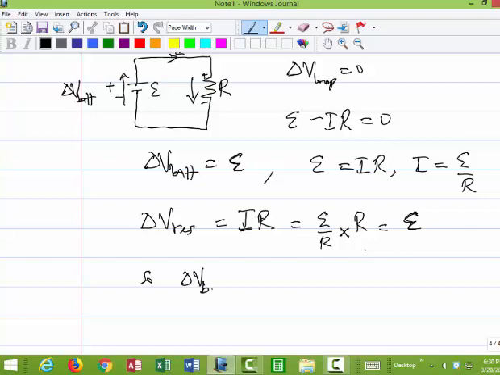So the potential drop across the battery is equal to the potential drop across the resistor. Those are the only two elements there. Let's do an example of how this works so we can go on from that.